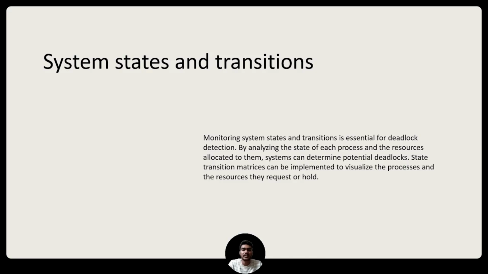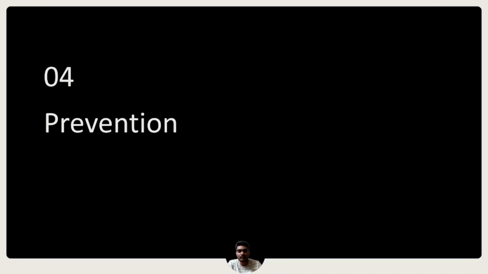System state and transition. Monitoring system state and transitions is essential for deadlock detection. By analyzing the state of each process and the resources allocated to them, systems can determine potential deadlock. State transition matrices can be implemented to visualize the processes and the resources they request or hold.